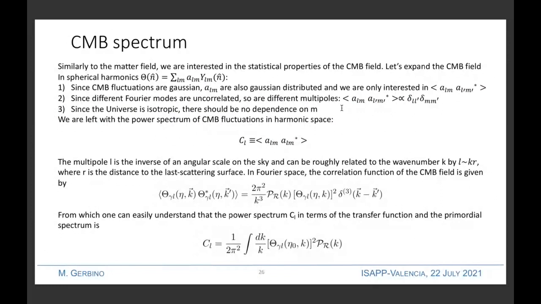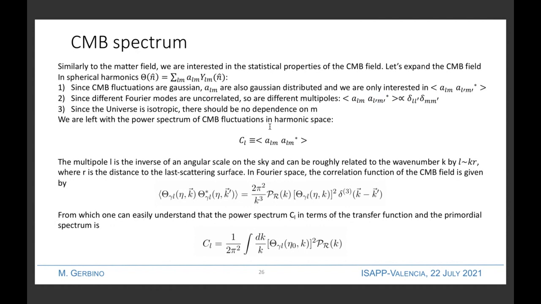Because we know that we are in the linear regime and therefore we can treat independently the different Fourier modes, this means that we can also treat independently the different multipoles L and M, and so this average here only makes sense when we consider the same multipole L and the same multipole M. And finally, since the universe is isotropic on very large scales, this means that this average here, the variance, cannot depend on the multipole M. So it cannot have anisotropic dependency.